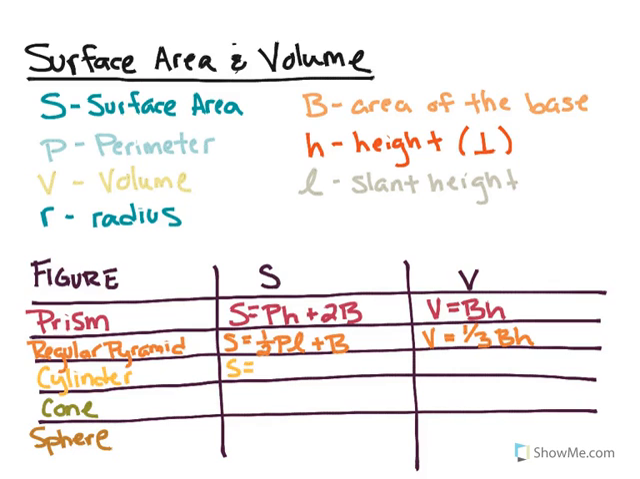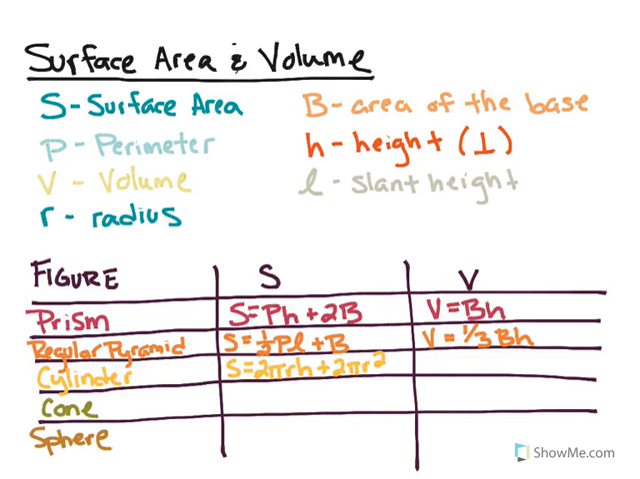The surface area is 2 pi times the radius times the height plus 2 times pi r squared. Because pi r squared is the area of a circle, and there's 2 circles that make up a cylinder.